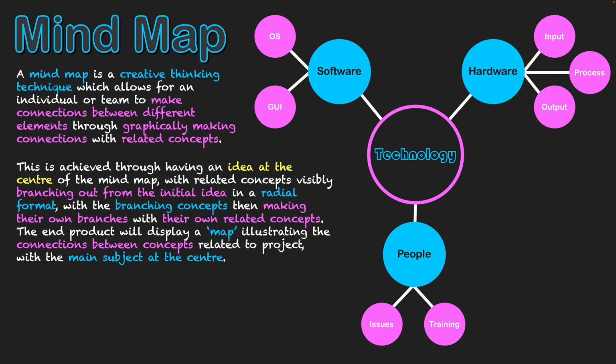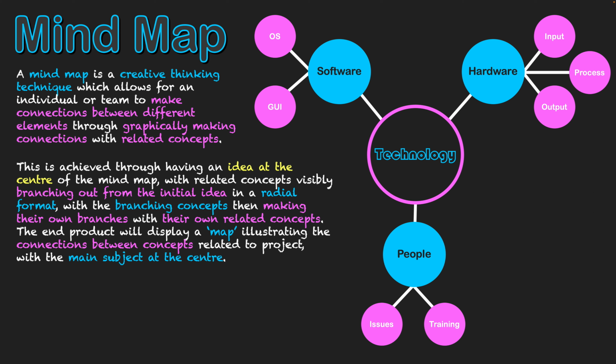So as you can see here, I've got technology at the center. I've got software, hardware, and people being my main concepts of related technology, and they're going around the actual main concept in a radial format. And it looks a bit off because I've used an odd number of actual main concepts related to it. But they're still in a radial format. And then from there, they're making their own branches, with sub concepts, so I can further understand the relationship between all the different terminology that I'm using here in relation to technology.